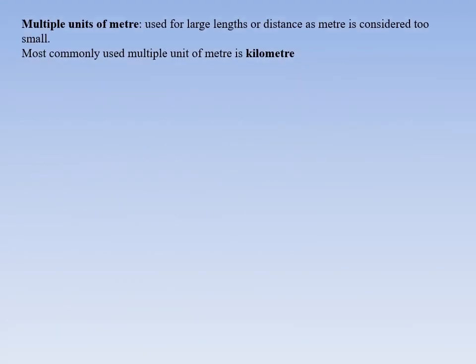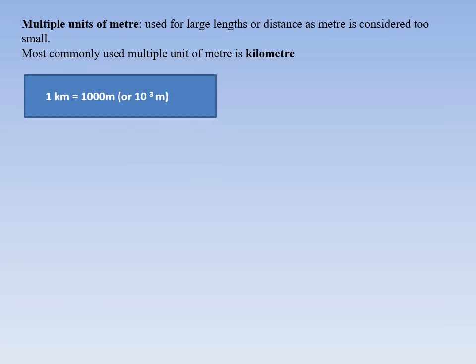Multiple units of meter. For the measurement of large lengths or distances, meter is considered too small a unit. The most commonly used multiple unit of meter is kilometer. 1 kilometer is 1000 times a meter. 1 kilometer is equal to 1000 meters or 10 to the power of 3 m.